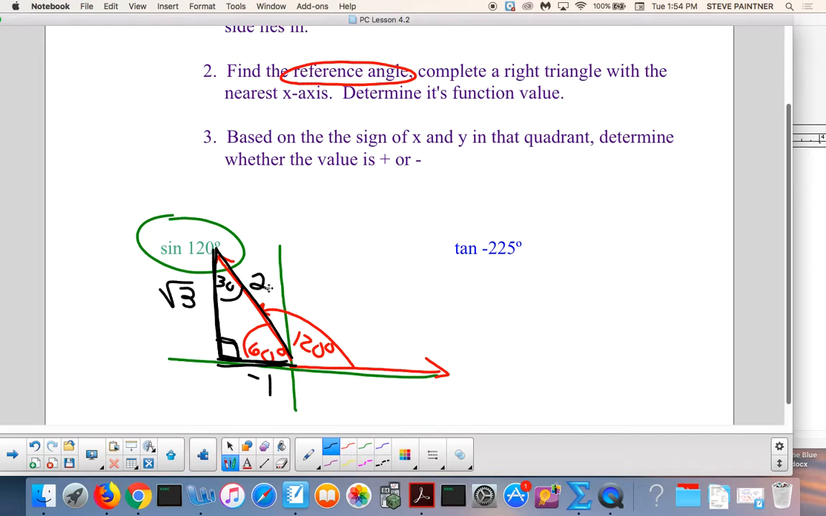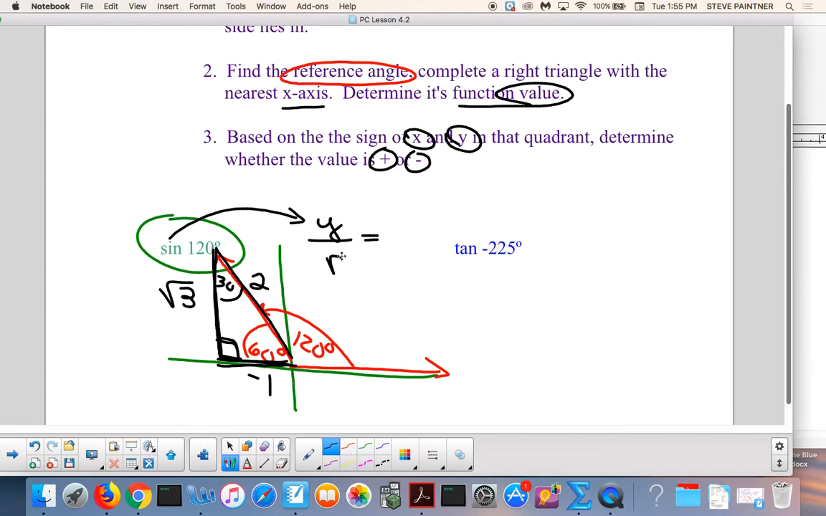Right? Okay, what is sine? Complete a right triangle with the nearest. Determine the function's value, positive or negative. Well, we'll figure that out later. Based on the sign of x and y, here's your x, here's your y, in that quadrant, determine whether the value, are we positive or are we negative? Well, let's see. First of all, sine is what over what? I agree. It's opposite over hypotenuse. It's y over r.